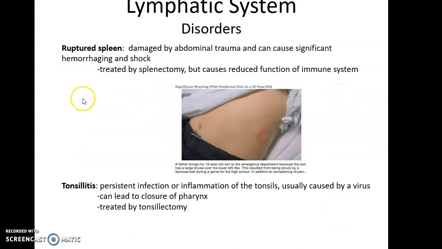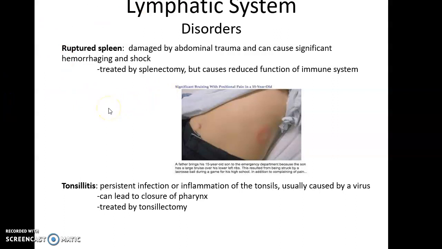Disorders in the lymphatic system. Well, you can have a ruptured spleen. Apparently it is a common disorder when someone has some sort of trauma to the left side of their abdomen. If the spleen is ruptured significantly, it can lead to hemorrhaging, significant blood loss, and the person can go into shock. In theory, if it's not treated, it could even lead to death.